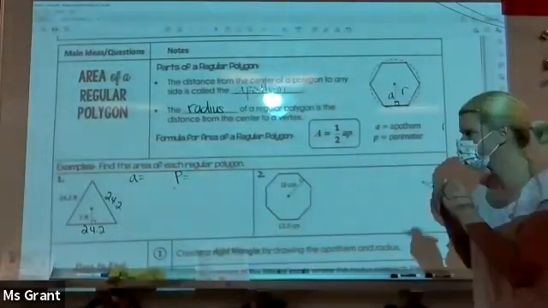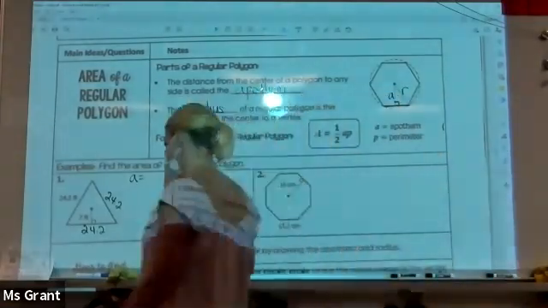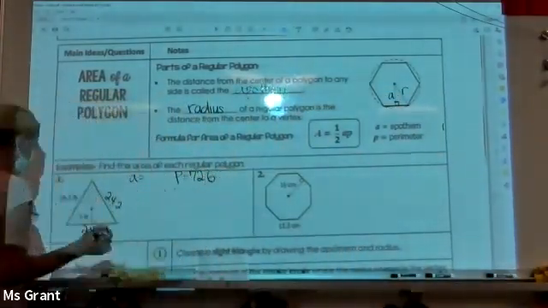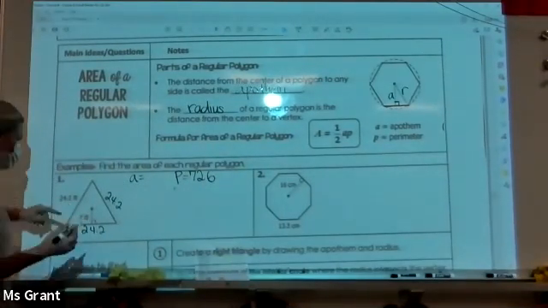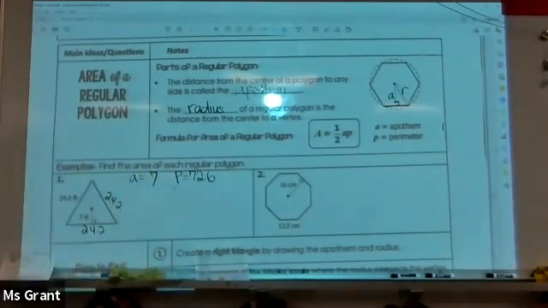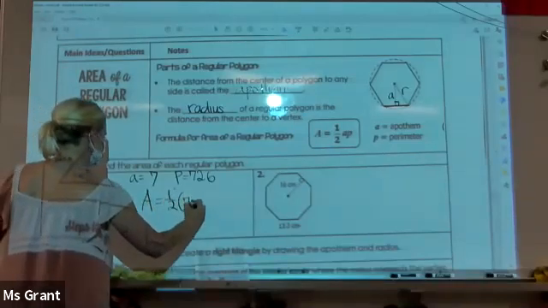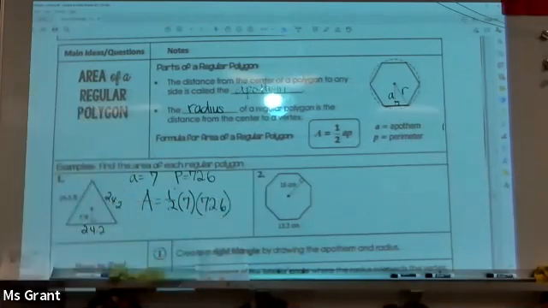Okay. So perimeter, add it up. What'd you get? 72.6. The apothem, I'm told what the apothem is. It's 7. So you're just doing 1/2 times 7 times 72.6. So do that in your calculator.